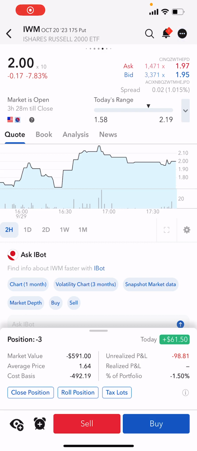In this video, I want to show you how you can roll a put option on Interactive Brokers. You can see on my screen that we've got the IWM, which is the Russell 2000 ETF, October 20th, 175 put. You can see I've got 3 contracts open. I am $60 up roughly for the day, and I'm down $101 on the overall position.